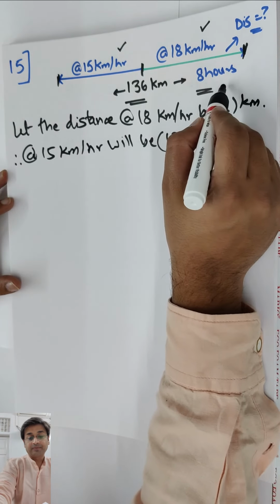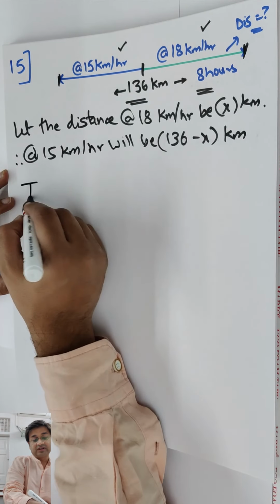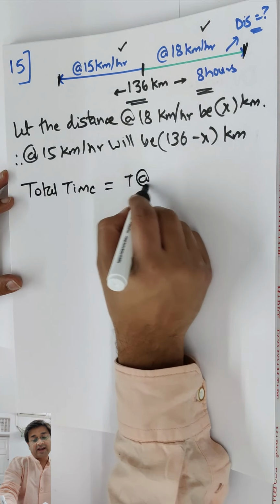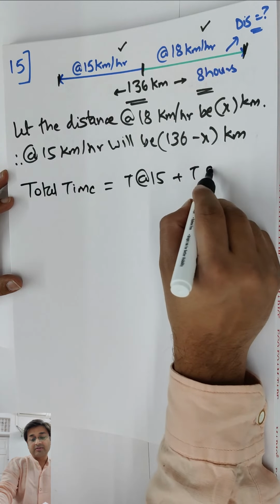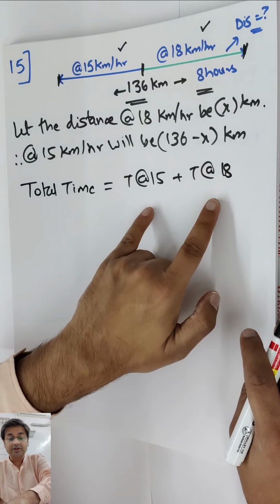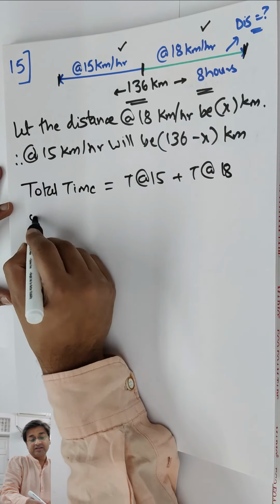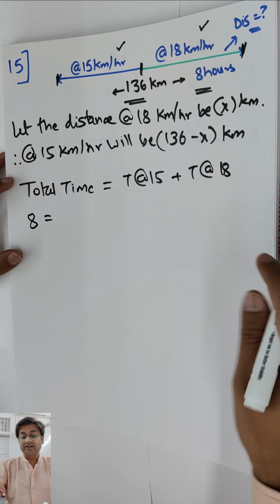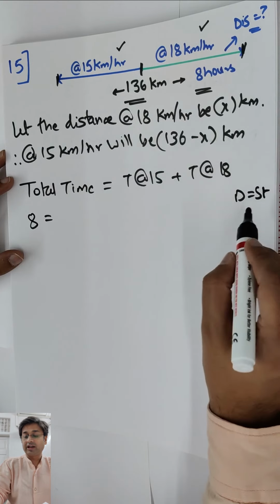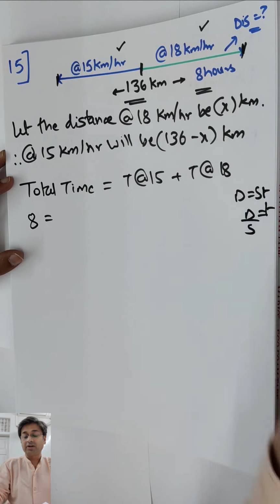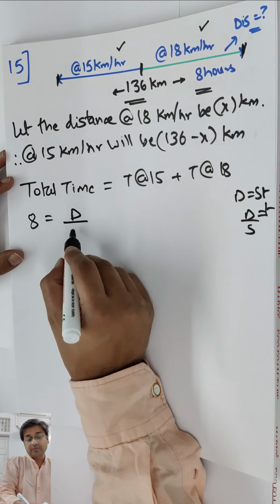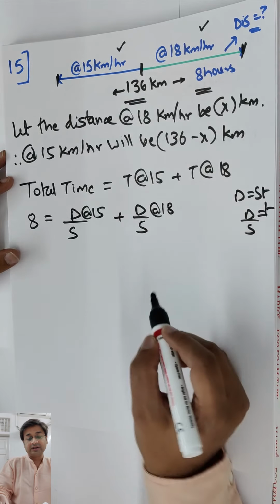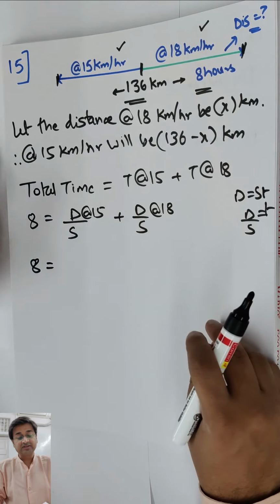We have the total time and we got their speeds. So we will say total time is equal to time at the rate of 15 plus time at the rate of 18. Correct? That will be the total time. Now total time they said is 8 hours. Now time we don't have at the rate of 15, but we have the formula. We said distance is equal to speed into time. So time is equal to distance upon speed. So here we'll take the distance upon speed at the rate of 15 plus distance upon speed at the rate of 18. So 8.